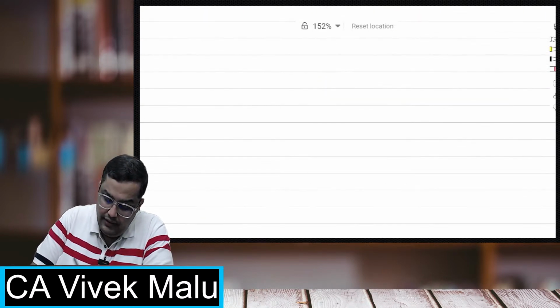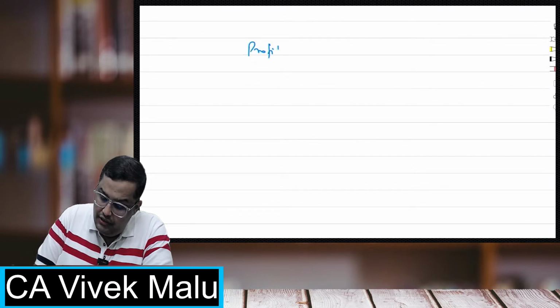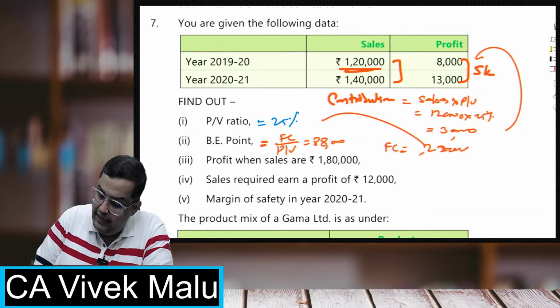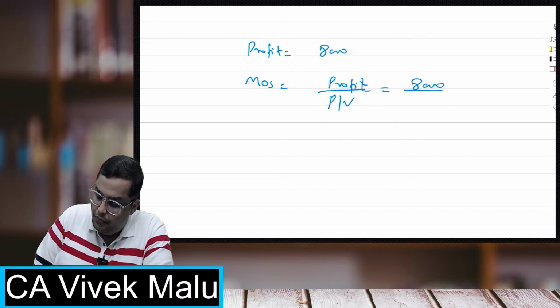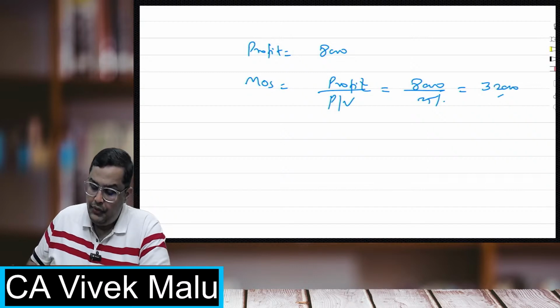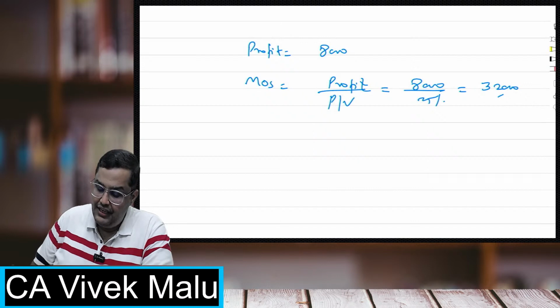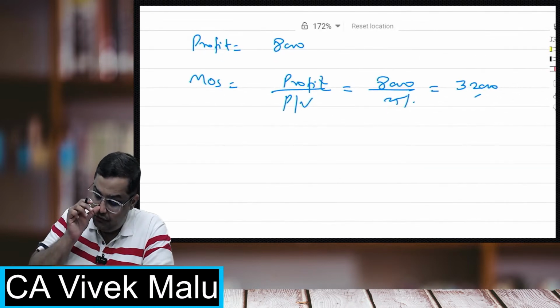Profit was given, how much? 8,000. I know margin of safety, I can calculate profit upon PV ratio. So 8,000 upon 25%. So margin of safety will be 32,000. So I got the margin of safety, that is 32,000.